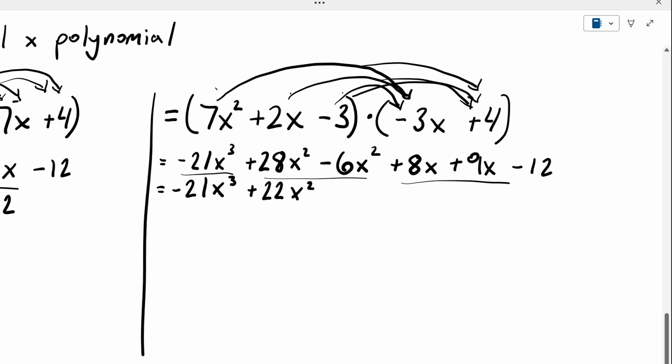Now we have 8x plus 9x. 8 plus 9 is 17, so we can write plus 17x. And now we can write this negative 12 on the end because there are no other terms that negative 12 could be added or subtracted to, which would leave us with a final answer of this right here.